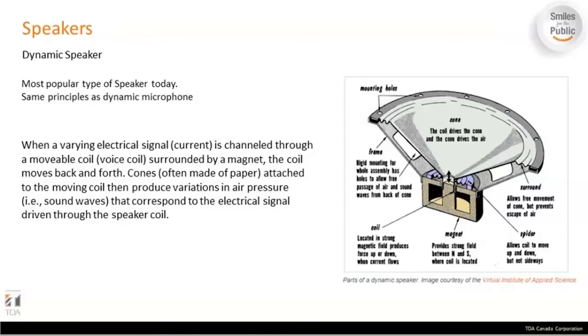So when a varying electrical signal is channeled through a movable coil surrounded by a magnet, the coil moves back and forth. It causes reverberation. The cone, mostly made of paper, is attached to the moving coil and produces variation in the air pressure. The air pressure, that is sound waves, corresponds to the electrical signal driven through the speaker coil. So it's basically a transducer. It converts one form of energy into the other form of energy, that is sound waves.